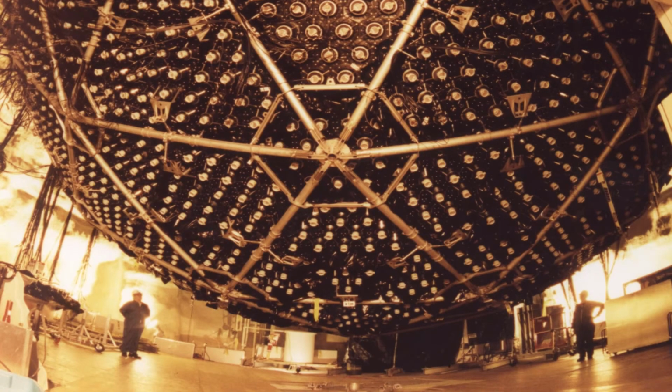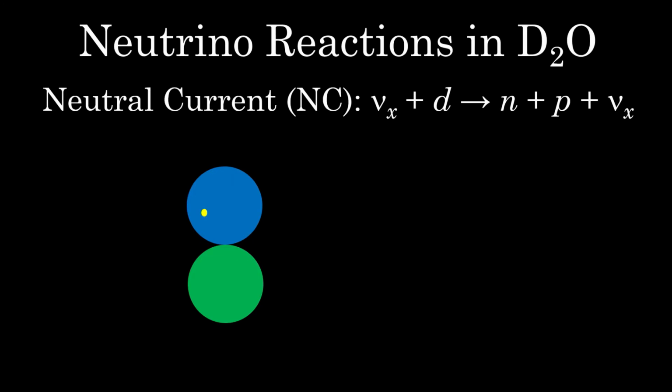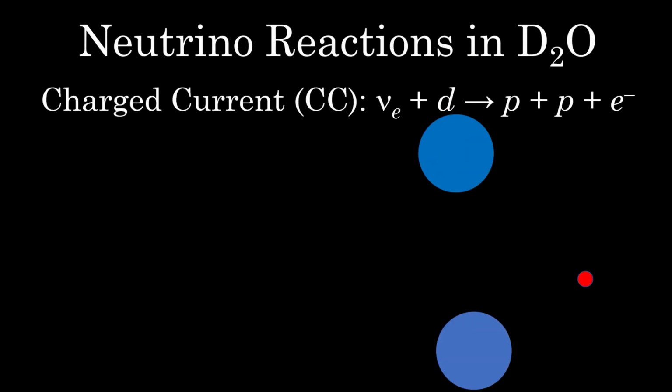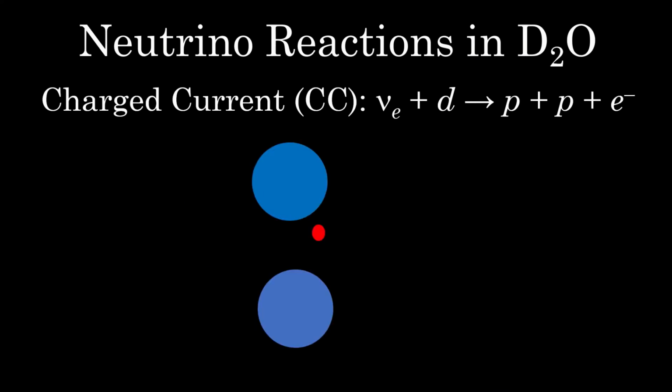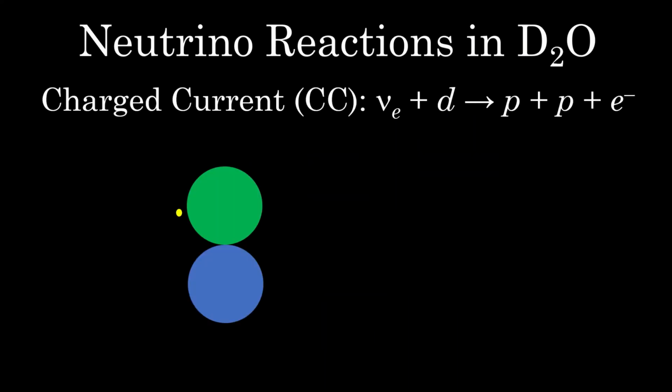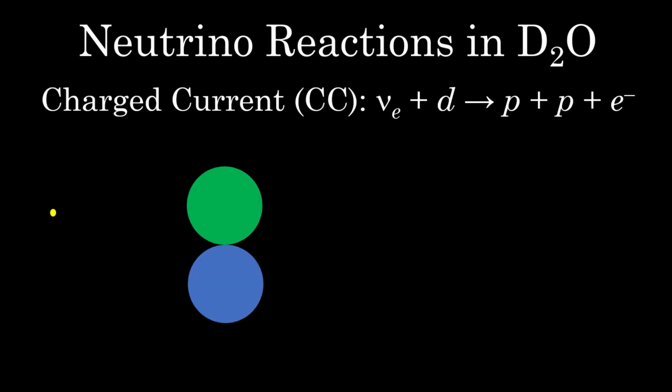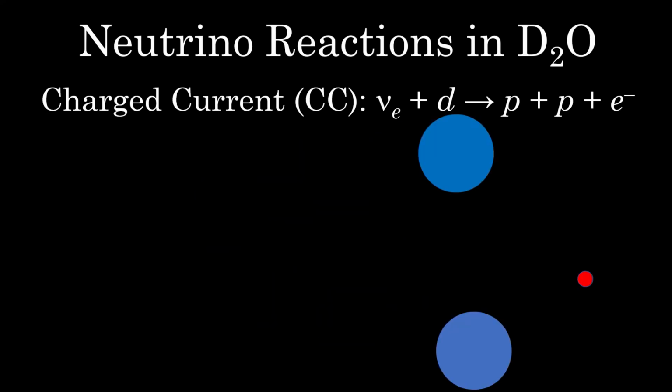From the Sudbury experiment, when an electron neutrino interacts with the deuteron, two things can happen. The neutrino can be absorbed and re-emitted, causing the deuteron to split into a neutron and a proton, the neutral current or NC reaction. Or the neutrino can be absorbed and seemingly re-emitted as an electron, causing the deuteron to split into two protons, the charged current or CC reaction. In both cases, the deuteron absorbs the neutrino and the two nucleons forming the deuteron separate.